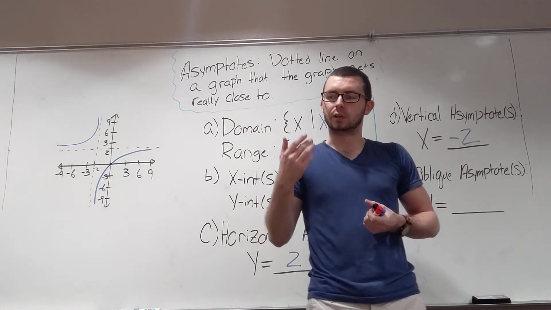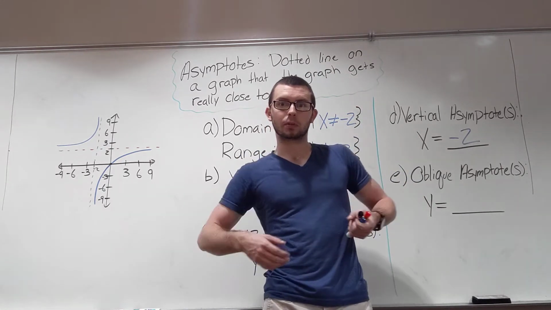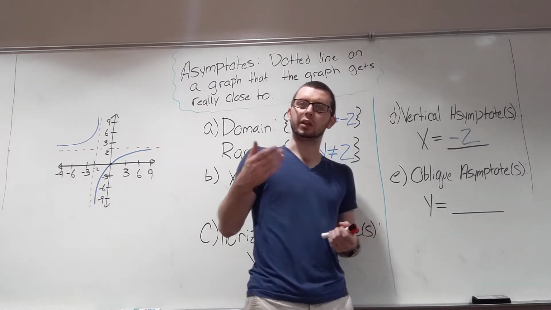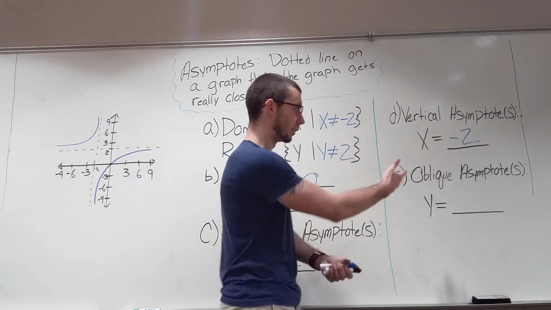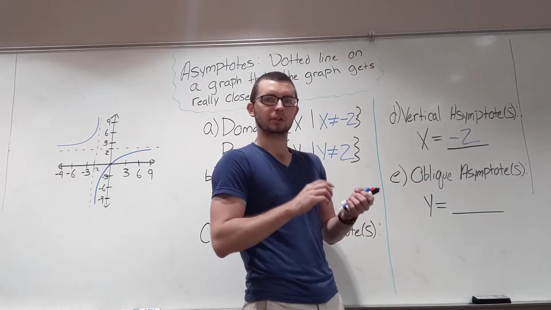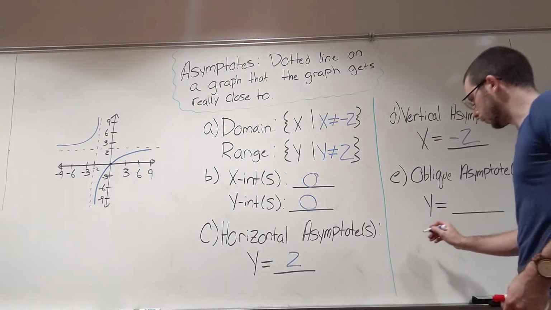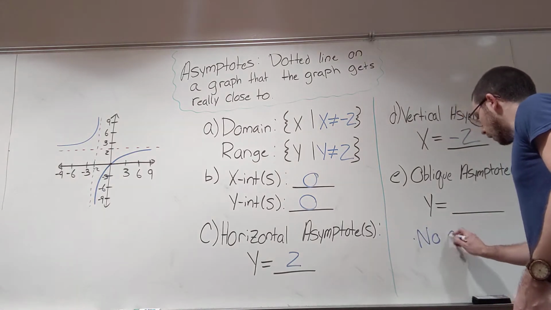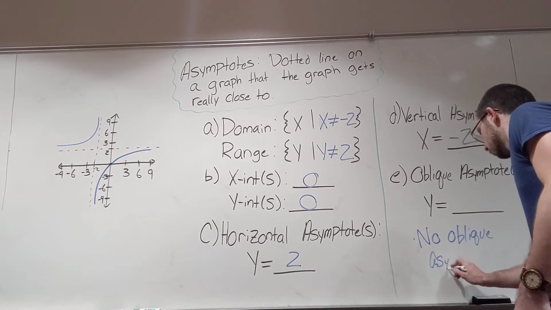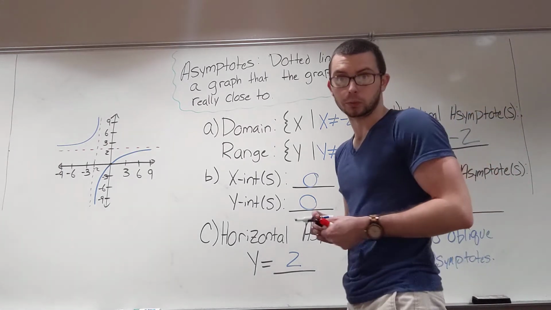You might look on the next example that we have, and that will show a diagonal or slanted line. So we'll see an example of an oblique asymptote. But in this case, I have it set up as y equals just in case, but it turns out we don't have one. So there is an option that allows you to say there's no oblique asymptotes. And that would conclude this problem.